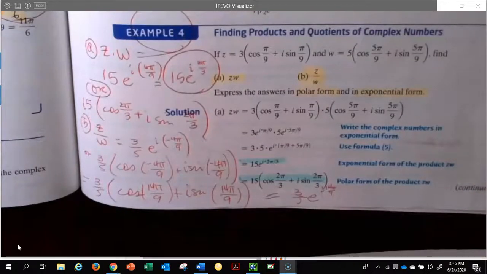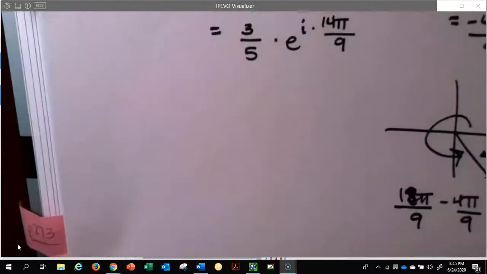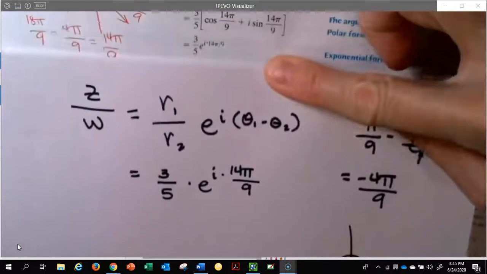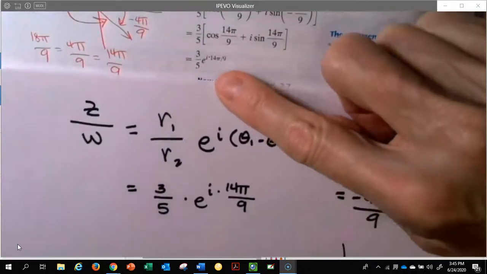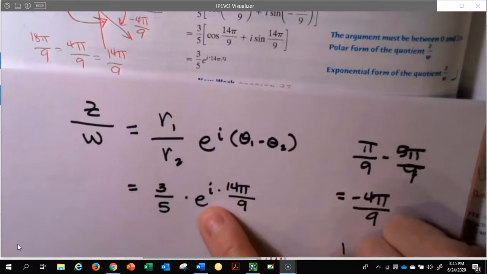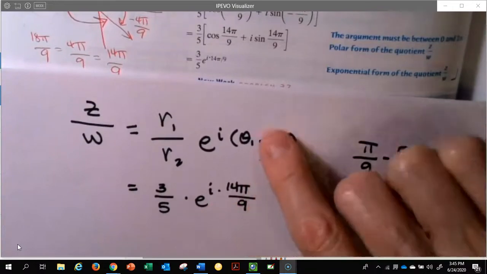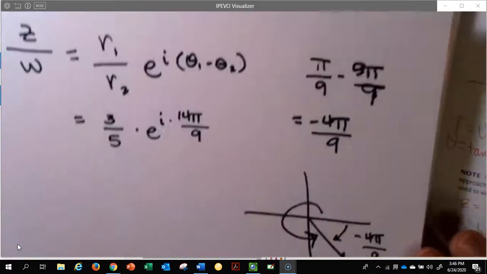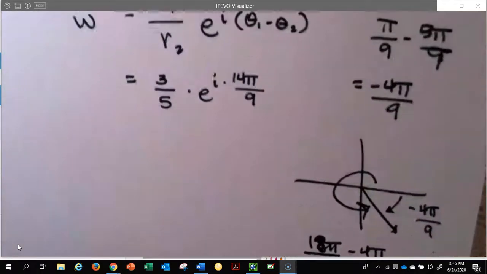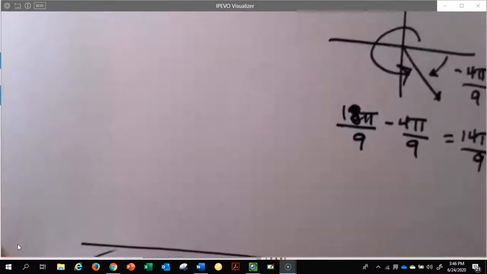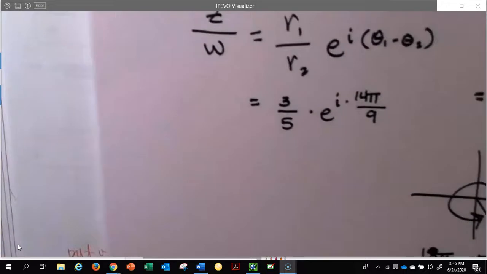But wait, we're not done. It's got to be up here somewhere, right here. So right here, I have my 3/5 times e to the i times 14 pi over 9. They've already got their polar. I'm going to go ahead and do our polar. Anyway, you'll see how they did it in the book. You can follow theirs, or you can follow mine. I kind of think mine's faster.